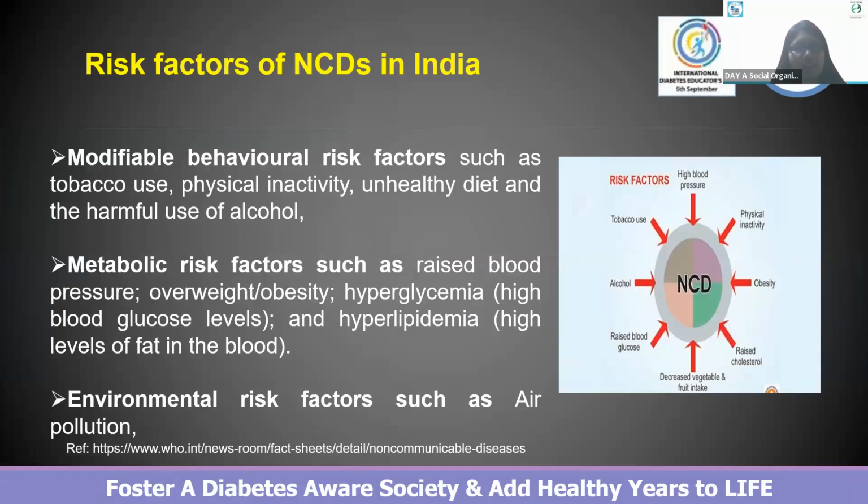So let's see what the risk factors of NCDs are. We can divide them into modifiable behavioral risk factors and metabolic risk factors, such as raised blood pressure, overweight or obesity, hyperglycemia or hyperlipidemia, etc. Among the modifiable ones, we know that tobacco use, inactivity, a lethargic lifestyle and unhealthy diet all increase NCDs. And other risk factors, like environmental ones such as air pollution, can also increase NCDs in India.